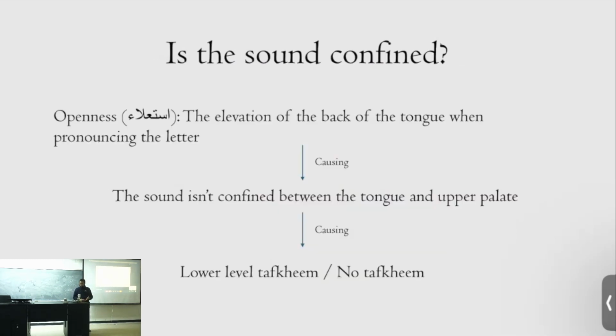What is the opposite? Obviously ignore the first line. Lack of adhesion between the tongue and the upper palate causes the lack of confinement of sound, causes lesser tafkhim or no tafkhim. Because some open letters are just, the back of the tongue does not go up. Right? Like seen. Seen is open and lowered. It does not have elevation. Does that make sense? Any questions here?